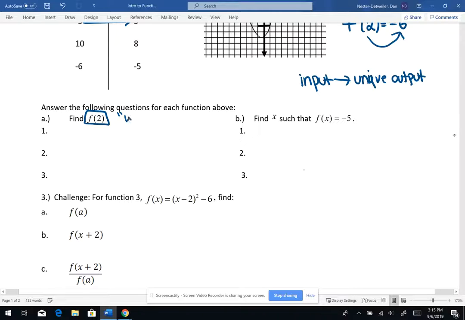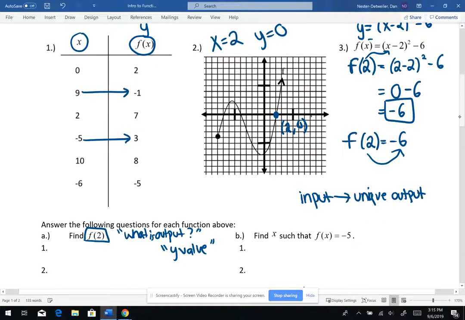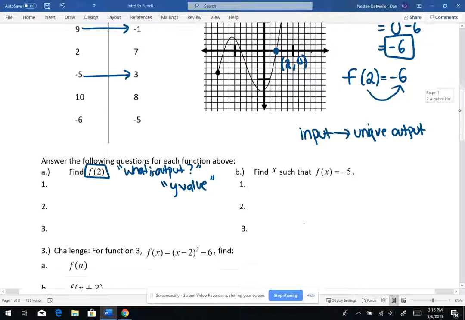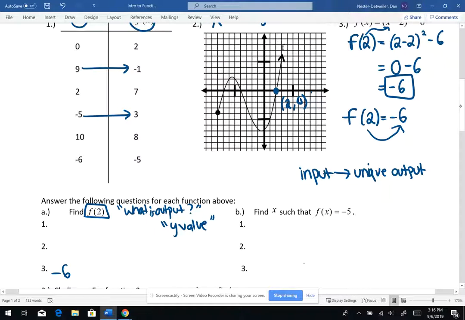So this is asking what is the output, or what is the y value? If we're talking about an xy plane, the output is always the y value. And I actually already solved this for some of them. So f of 2, the output was -6 for number 3. And I did it for the graph as well. So when x was 2, the y value was 0.